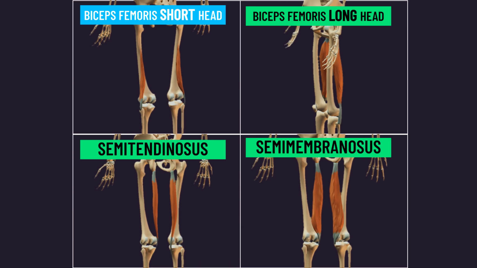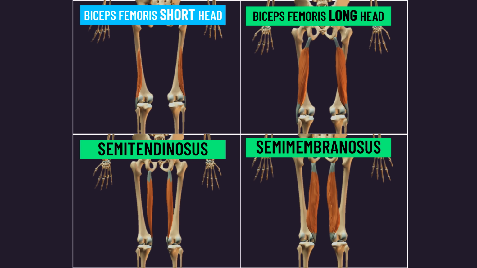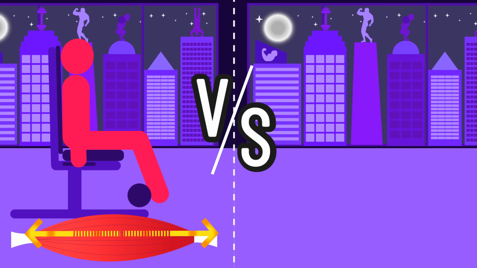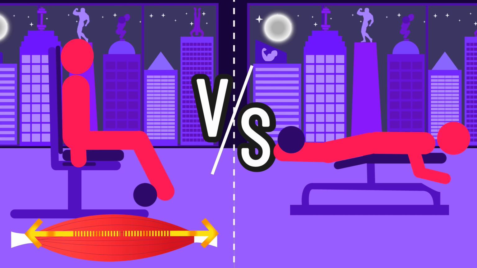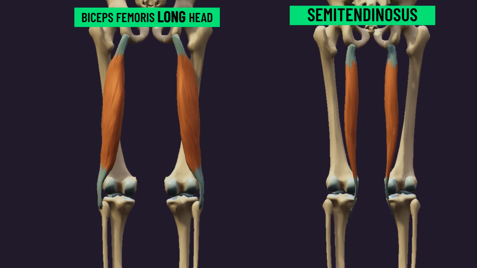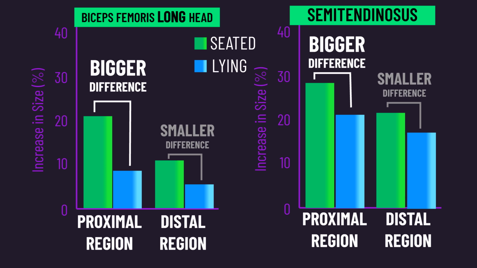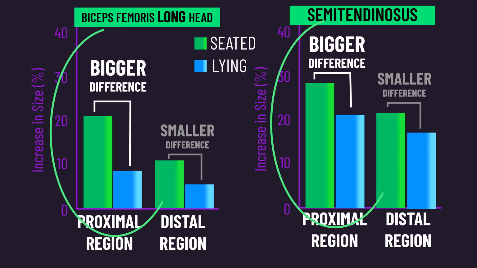Similar logic applies to the hamstrings. 3 of the 4 hamstring muscles are biarticular as they cross the knee and hip. They are at a longer length with seated leg curls compared to lying leg curls. The researchers only looked at proximal and distal region growth of 2 of the biarticular hamstring muscles. Both experienced better proximal and distal region hypertrophy with the seated leg curl. But again, the biggest difference between the two exercises tended to be at the proximal regions.